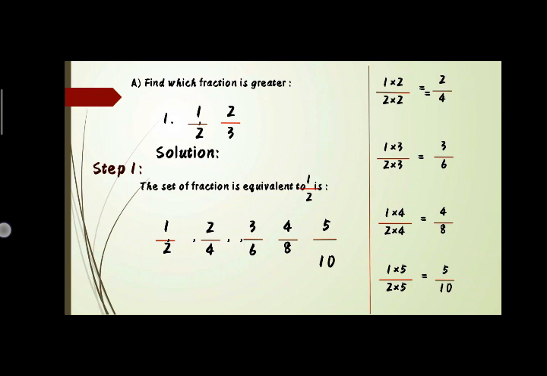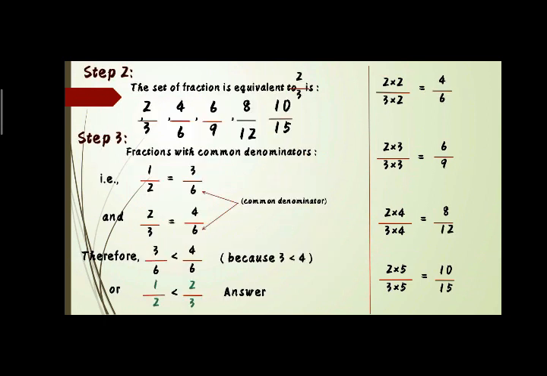Now look here at the set of numbers. In step number 1 we built the equivalent fractions of 1 upon 2: the first one is 2 upon 4, then 3 upon 6, further 4 upon 8, and the last one is 5 upon 10. We built four more equivalent fractions of 1 upon 2. Now move to the next step.